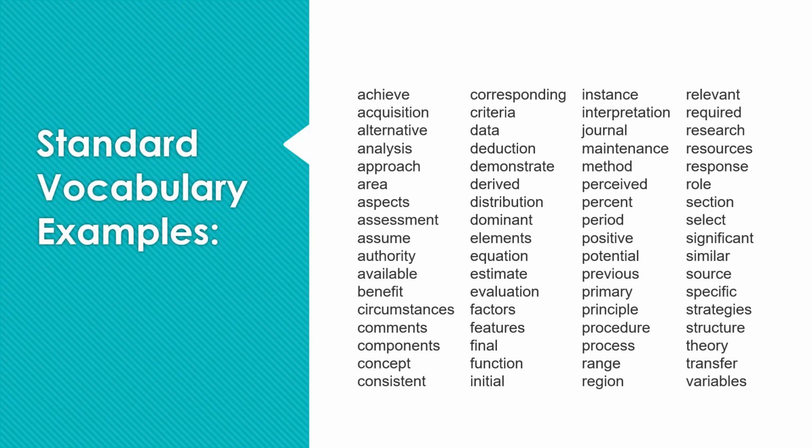So when speaking about standard vocabulary for the scientific community, I've provided some examples here of some of the vocabulary that you may see going forward. You'll definitely see analysis, approach, authority, benefit, circumstances, function, dominant, elements, etc. Things like these you'll definitely be seeing, and no matter which country you're in, these words, whether they be in English, French, Spanish, whatever, they will be the same throughout the scientific community as a standard of understanding.